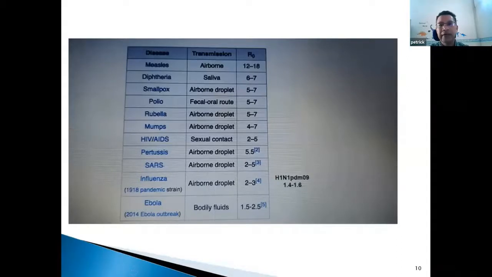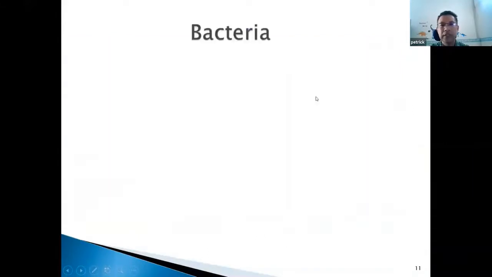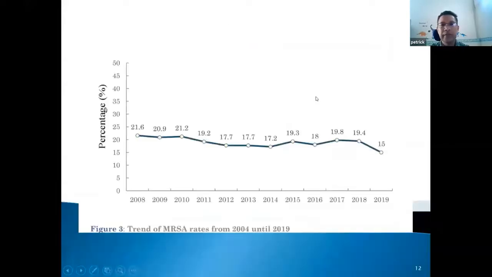Okay, now the Delta variant of COVID, we are talking around one positive patient with Delta can infect 5 to 7 patients. Same thing with mumps, 5 to 7 patients. Pertussis and SARS, 2 to 5 patients. Influenza, 1 patient can infect 2 to 3 people. So this is the transmission. So I'll show you some of the bacteria. This is our Malaysian data for MRSA.